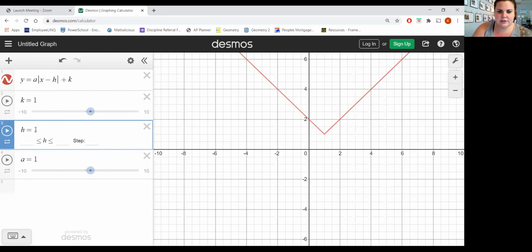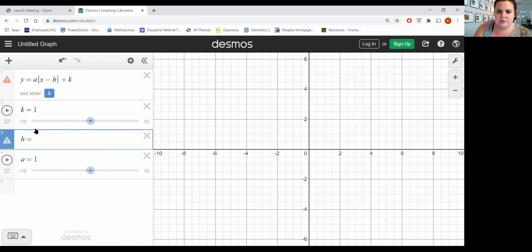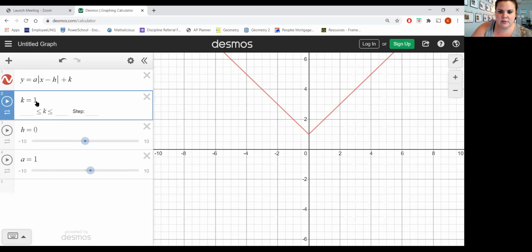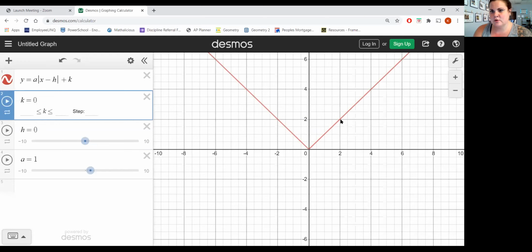If we want to look at the parent function for an absolute value, we're going to go back and make these 0 right here. So this is what an absolute value function looks like. It has a vertex right here at 0, 0, and then it goes over 1, up 1 to the point 1, 1. 1, 1, 2, 2, 3, 3, 4, 4. Same thing this way. Left 1 up 1, left 2 up 2, left 3 up 3, left 4 up 4.